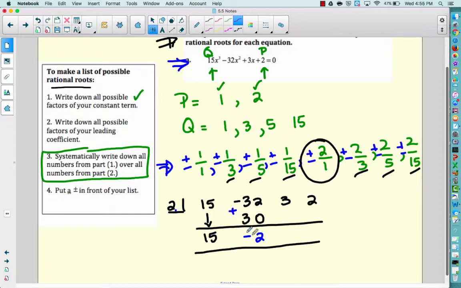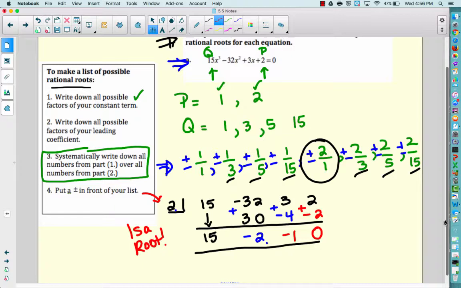And then we do 2 times negative 2, which gives me negative 4. And then we add down, and that gives me negative 1. I do 2 times negative 1, which gives me negative 2. I add down, and I get a remainder of 0. So that tells me that 2 is a root. So I've got one of the roots.